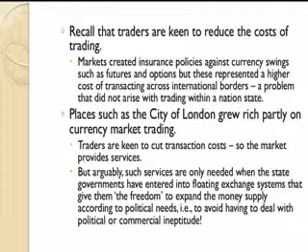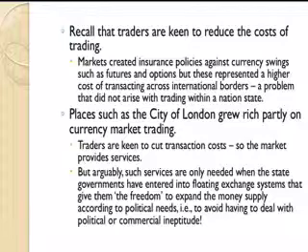Now, places such as the City of London grew rich partly on the currency market trading and providing insurance policies for currency trades. Now remember, traders are keen to cut transaction costs. They just want to get on with exchanging product for product, product for service, service for service. So the market provides services to reduce the fluctuations on the currency markets. Now, arguably, what I'm hinting at here is that such services are only needed when state governments have entered the floating exchange rate systems that give them the so-called freedom over monetary policy, beware of that policy, to expand the money supply according to political needs.